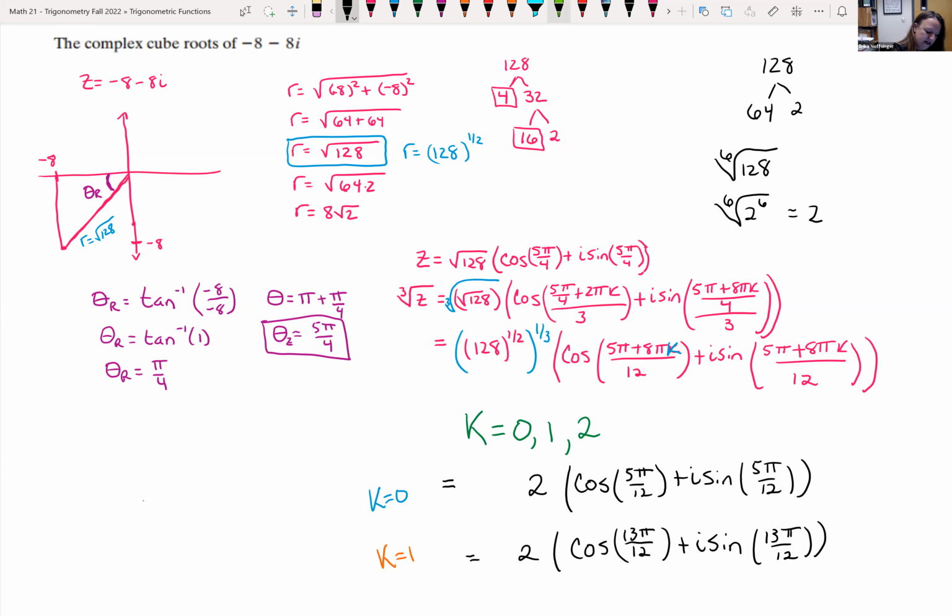One more, we need to look at when k is equal to 2. So if k is equal to 2, I have 2 times 8 pi is 16 pi. 16 pi plus 5 pi is 21 pi. So this is equal to 2 cosine of 21 pi 12ths plus I sine of 21 pi 12ths.